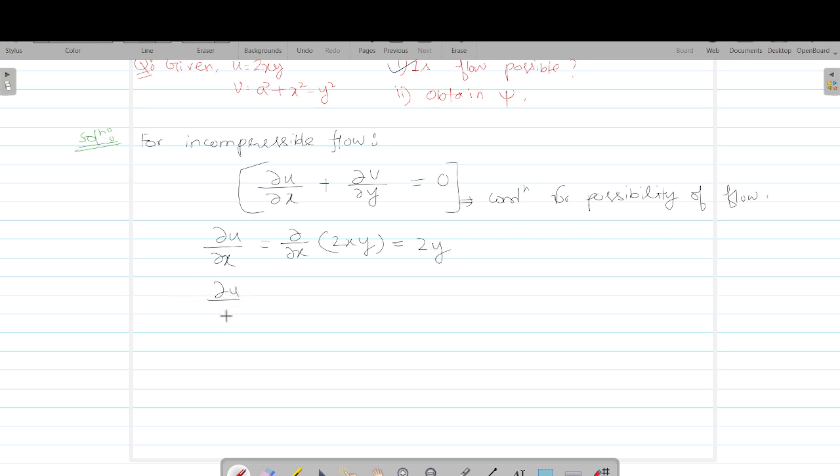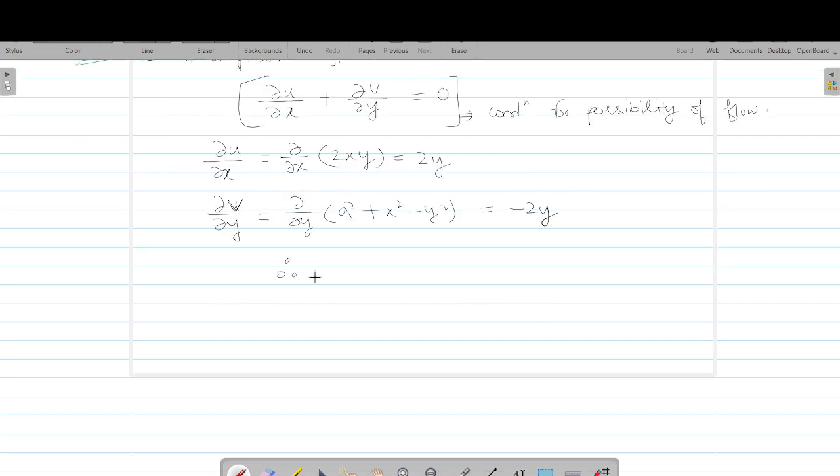What about dv dy? dy of v, which is y square plus x square minus y square: the y square will be 0, and it is also going to be 0, so minus 2y. Now that means du dx plus dv dy is equal to 2y minus 2y, which is equal to 0. That means this flow is possible.